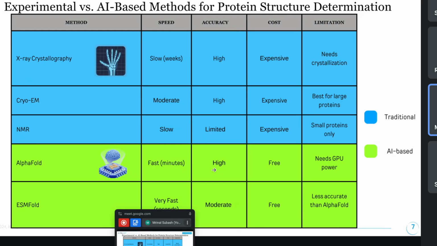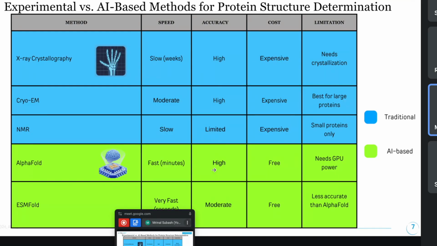AlphaFold has created a revolution in the protein structure prediction industry, because it uses concepts of deep learning, machine learning, and convolutional neural networks to predict the 3D structure of proteins from amino acid sequence. So a user just has to pass an amino acid sequence in the form of a FASTA sequence, and it will be able to predict the 3D protein structure.